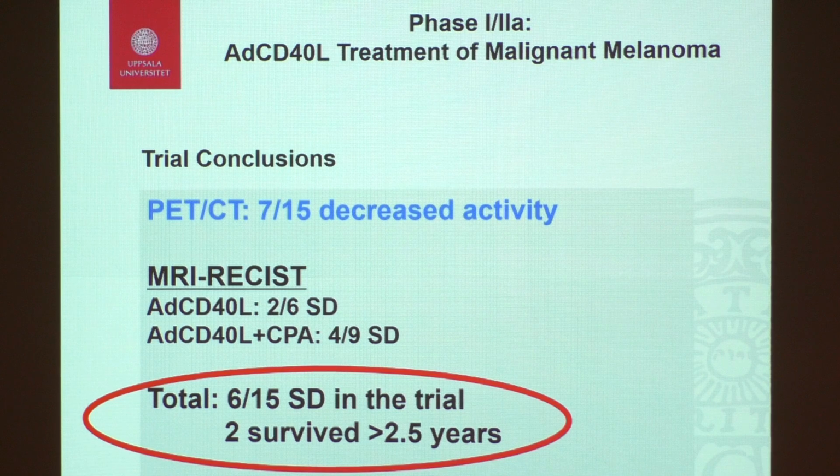So the trial conclusions are that if you do PET-CT images, we saw an effect in 7 out of 15 patients. But in the end, we are measuring MRI pictures using the RECIST criteria, and then the best responses were still stable disease. We had stable disease in 6 out of 15 patients, and 2 of them survived more than 2.5 years.